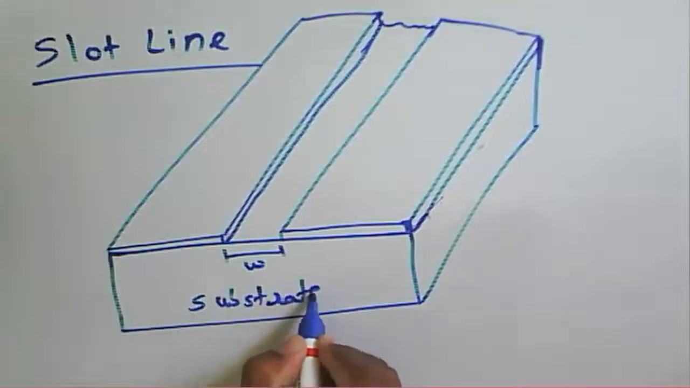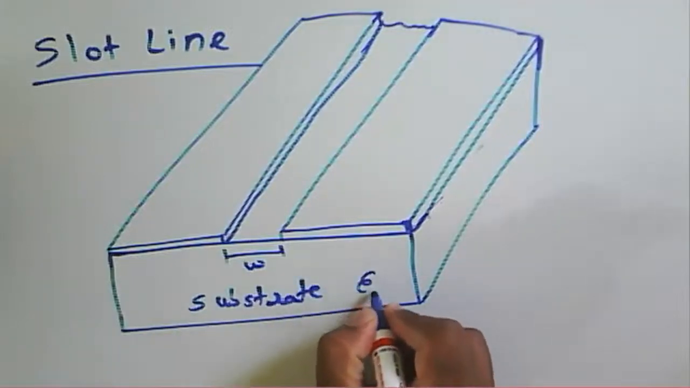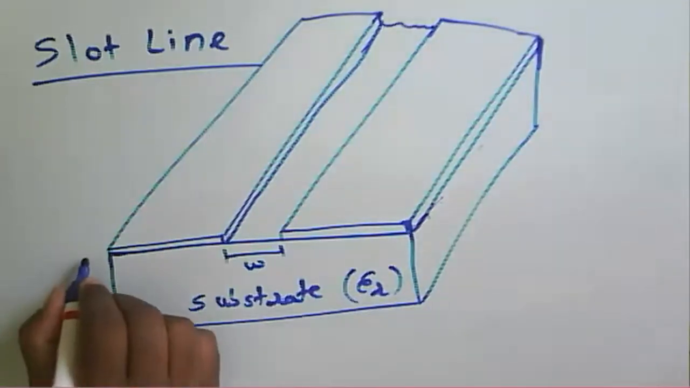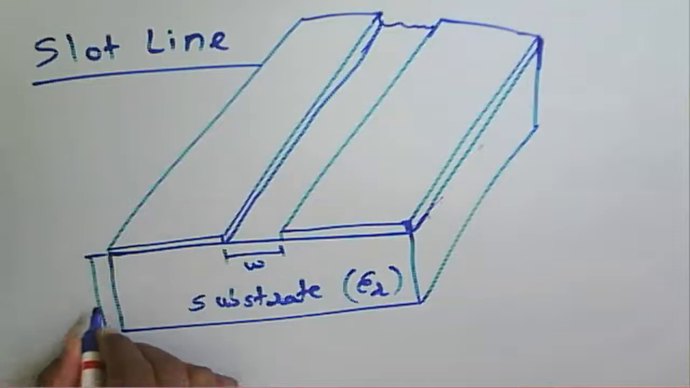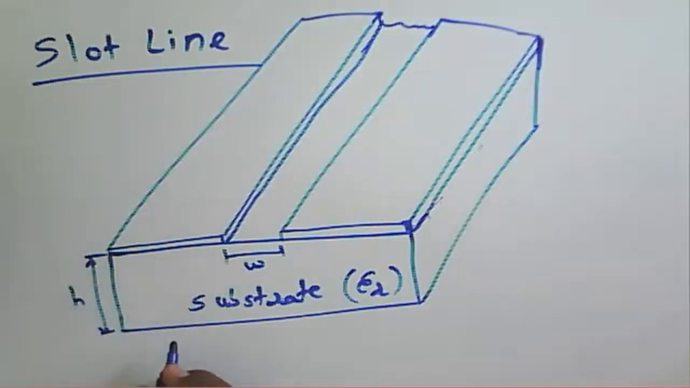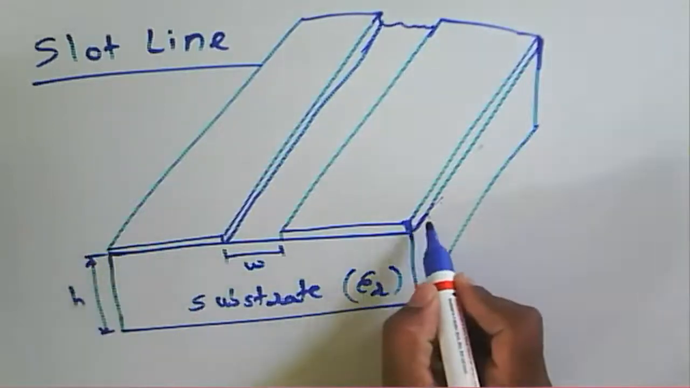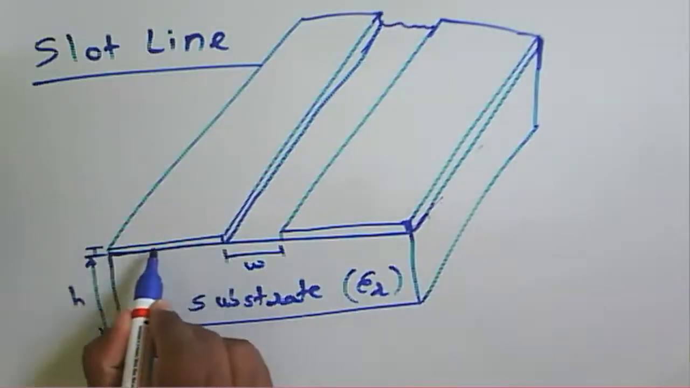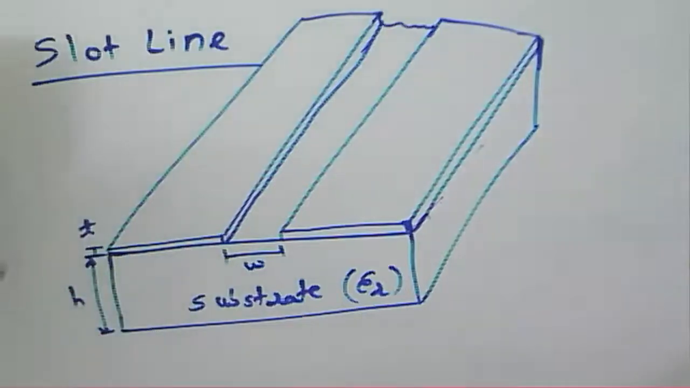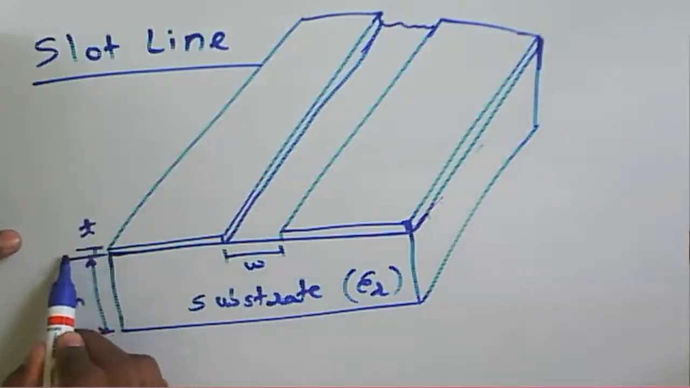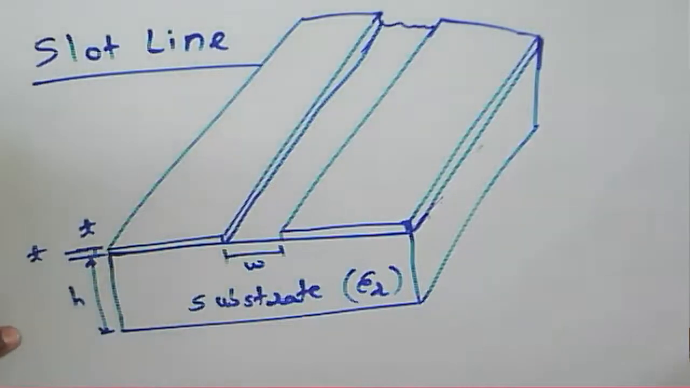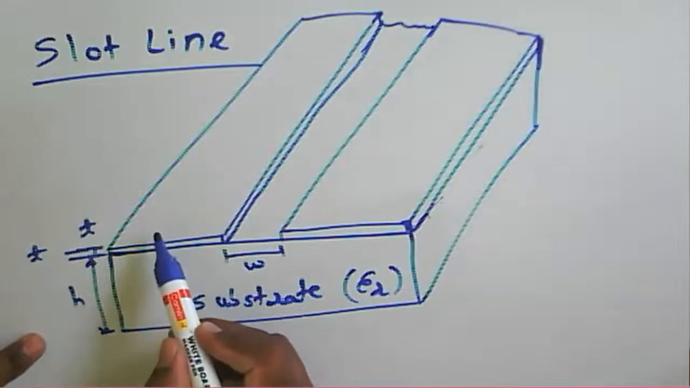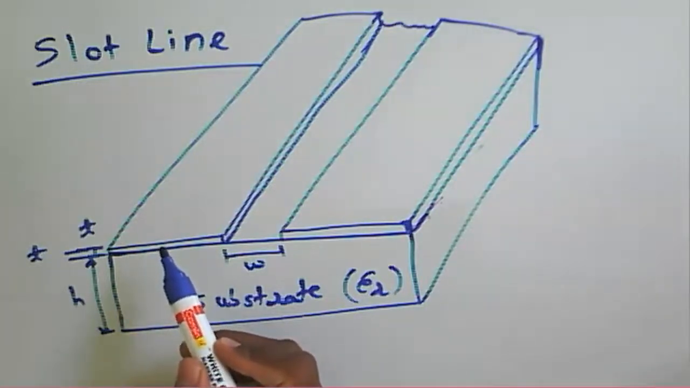For the given substrate, it has some epsilon r value as per the type of material we are using, and there is the height of the substrate. Consider that height, as well as the thickness of the conducting plane. This one is a thickness t, and this one is the height of the substrate. On this substrate, these two conducting planes are there.